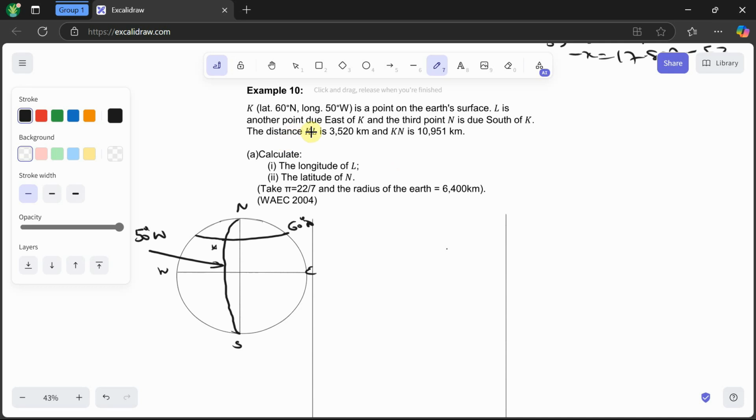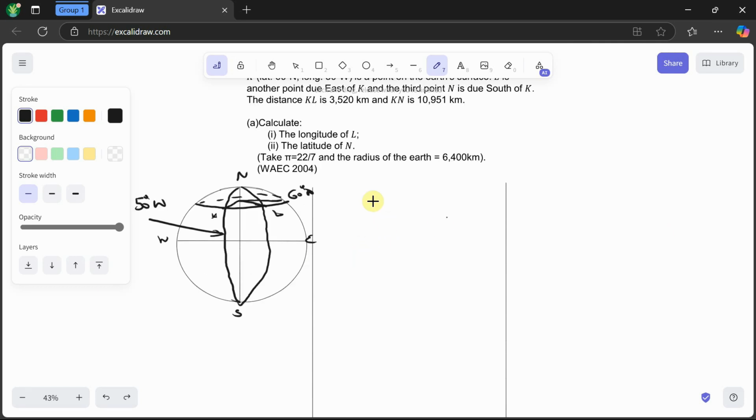L is another point due east of K, so that means it's on the same latitude, right? Do we know the distance? So we don't know. I'll just draw. So these points L, right? So there's a small circle here because it's on the same latitude. There's a line here. So these points here and these points here. Great. So let's take the points K and L first, so that will not complicate things.